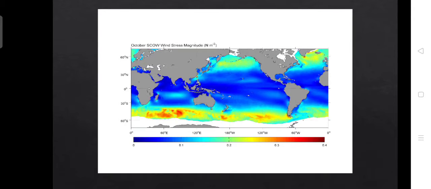So, ito yung itsura ng wind stress. From colder region to tropical region. Ayan yung makikita nyo. Ayan yung picture niya, example niya pala.